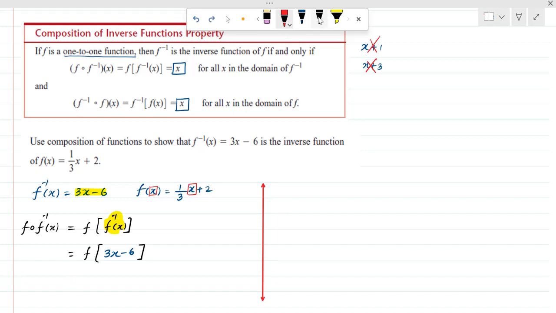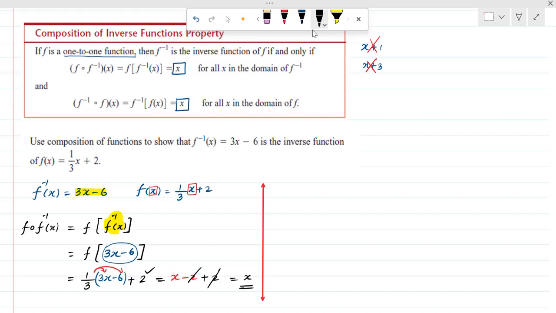So you will have 1 over 3 plus 2, and in place of x, we will have this part, 3x minus 6. After that, only simplification. What is the simplification? Multiplying. If you multiply inside, the 3 gets cancelled, you will get x, and you will get minus 2. At the last, you will have a plus 2 outside. Now if you simplify, minus 2 plus 2 get cancelled, you will get x. Therefore, you will get the one part.